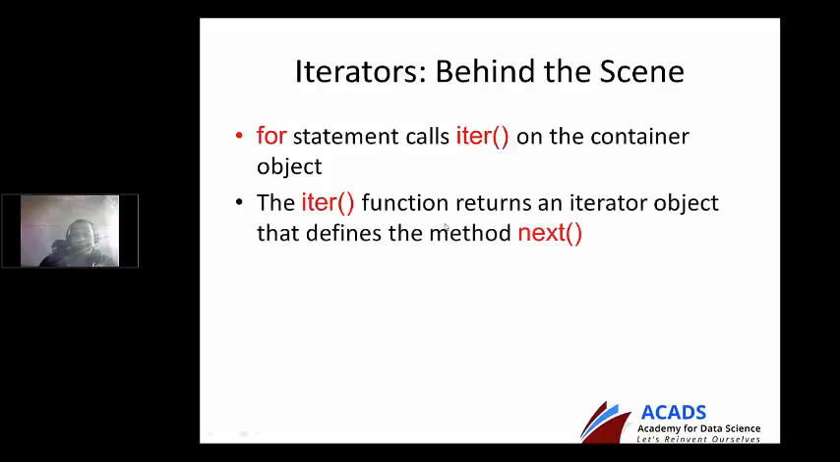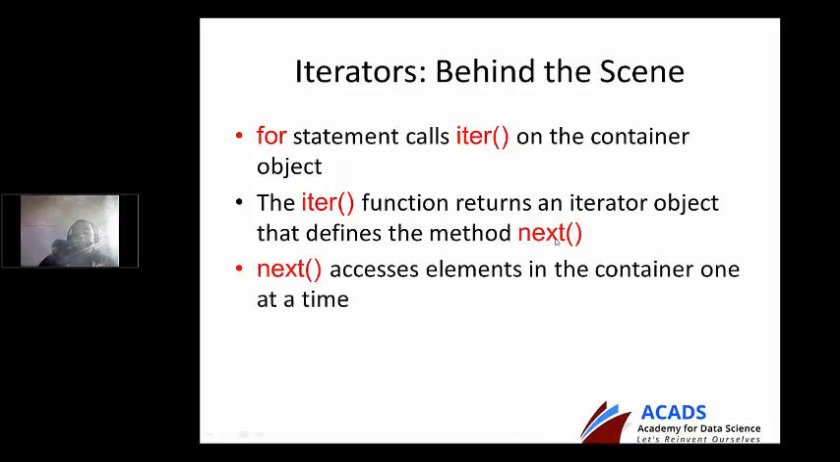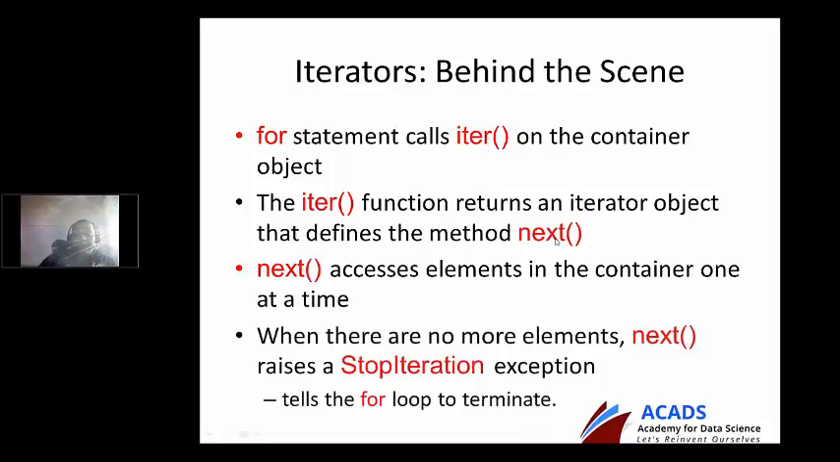The behavior of the iter function is to return an iterator object, and this iterator object should define the method next. That is the only requirement on whatever is returned from the iter object. Whatever it returns should contain a method called next. And now the behavior of the next method is to access elements in the container one at a time. So when you have a list, next will access the elements in the list sequentially. If you have a tuple, it will access elements sequentially and so on. So next can be implemented differently for a list or for a tuple and a dictionary and so on.